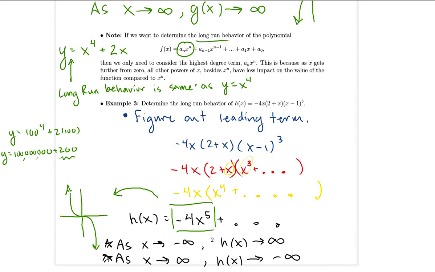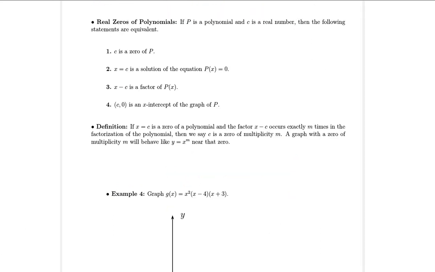All right, so now let's talk about short run behavior. What are we talking about with short run behavior? So as we said on that first page, short run behavior is all about the zeros. So this brings us to this series of statements about real zeros of polynomials. Okay, let me just read through them and then we'll see how that applies.